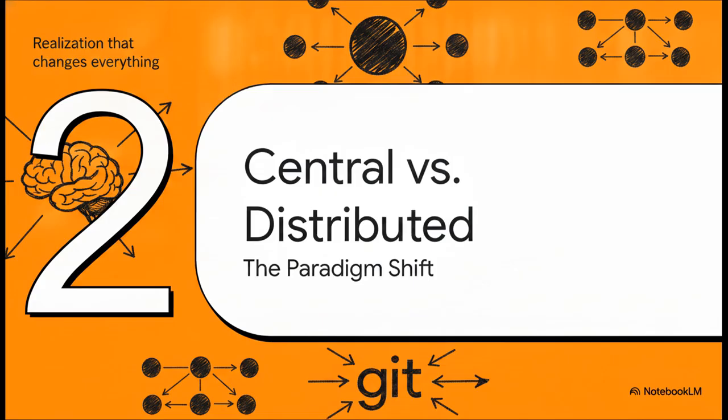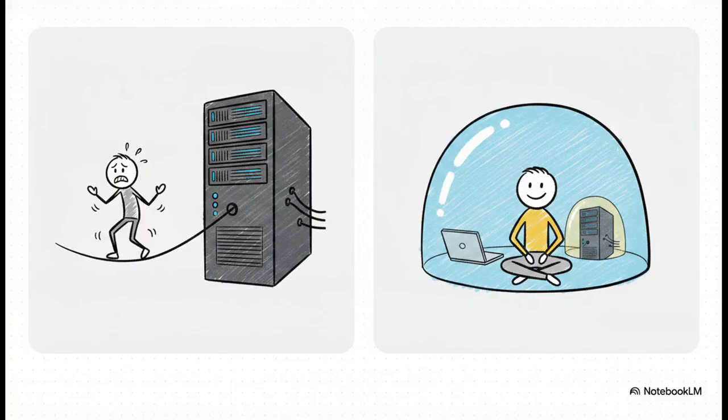And that brings us to the real inciting incident of our story today, Section 2. The realization that changes absolutely everything. Git, the engine behind GitHub, is actually a distributed system, not a centralized one. The difference here is absolutely massive.